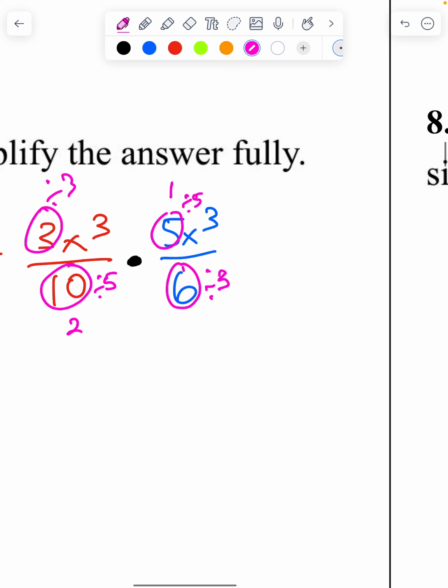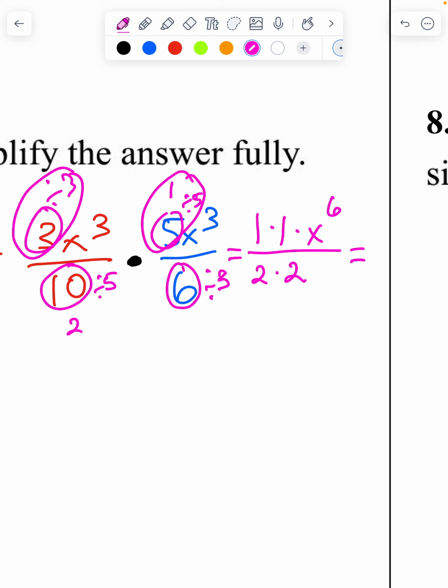So when I do that, I'm just going to clean this up here. I'm going to have 3 divided by 3 is just 1. 5 divided by 5 is 1. Then I have x to the third times x to the third, which is really x to the sixth. And on the bottom, I have 10 divided by 5, which we said was 2, and 6 divided by 3, which is 2. So at the very end, I'm going to do 1 times x to the 6th is just x to the 6th, and 2 times 2 is 4.